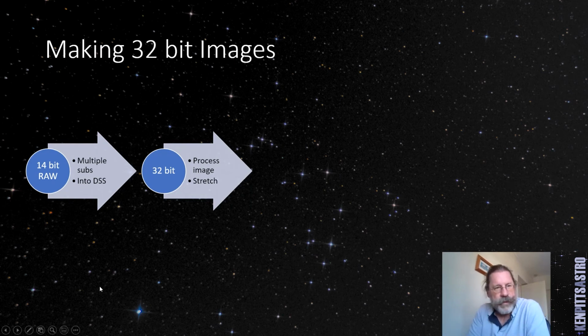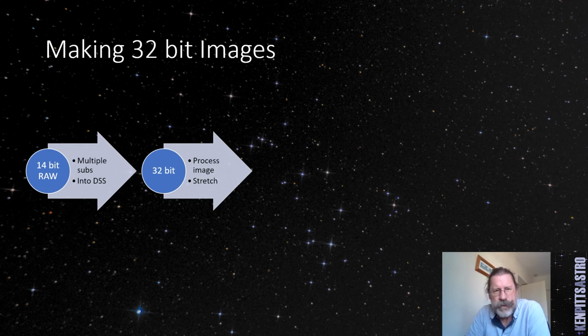So, making 32-bit images is relatively trivial, to be honest. You start off with your raw format, you bring them straight into DSS or whatever stacker you're using, you stack them and it outputs a 32-bit image with all of those nice high precision average values. You then process your image, stretch it, do whatever else you want to it, and you're left with a beautiful 32-bit image at the end.